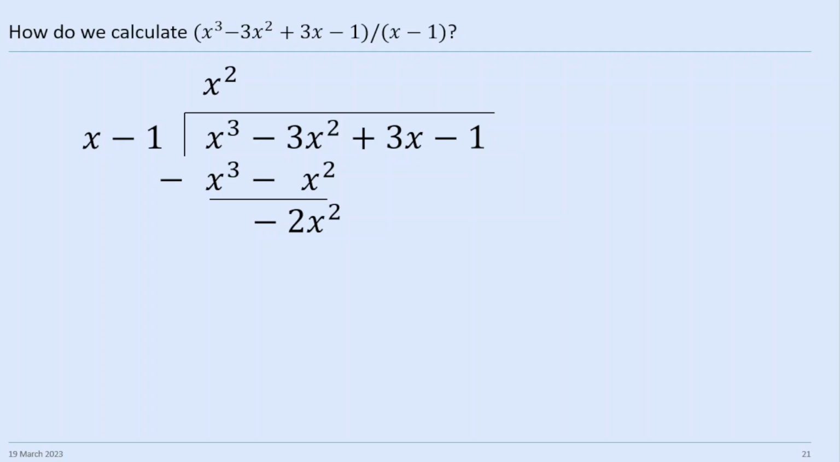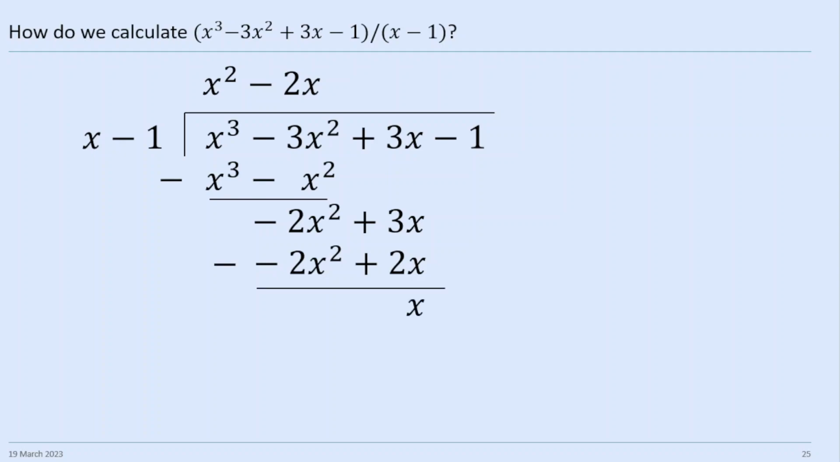How many x's in minus 2x squared? Oh no, we've got to bring down the 3x. So firstly, before we do the division, we bring down the 3x from above. How many x's in minus 2x squared? There are minus 2x of them. Then we multiply x minus 1 by minus 2x. We get minus 2x squared, and then we multiply minus 1 by minus 2x. We get 2x. So we get minus 2x squared plus 2x, which we take away from minus 2x squared plus 3x, which gives us x. Bring down the minus 1.